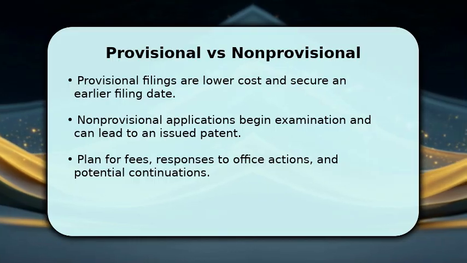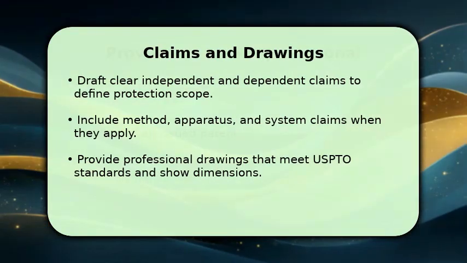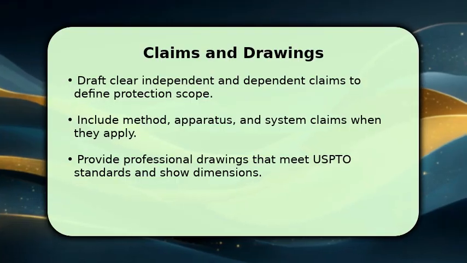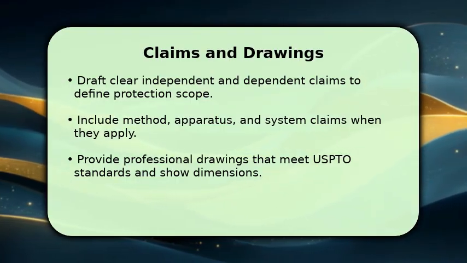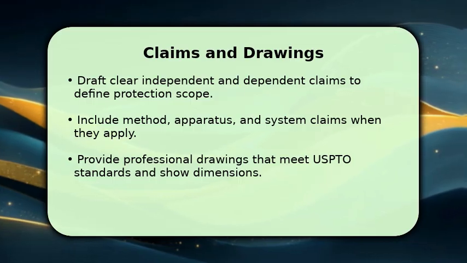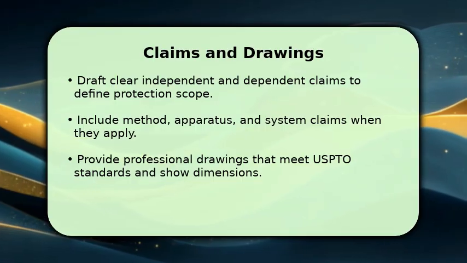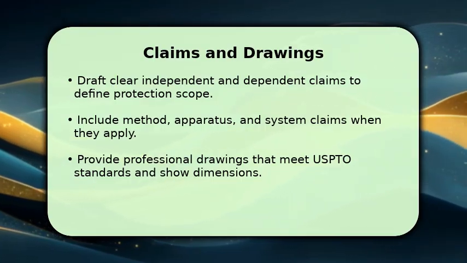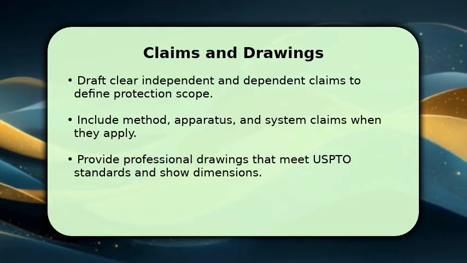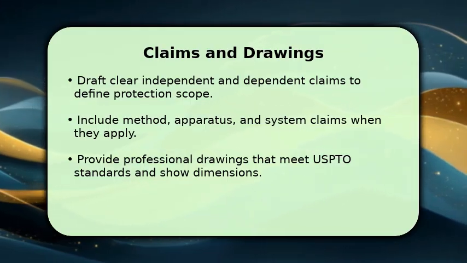Drafting clear claims is the most important part of your patent application because claims define the legal scope of protection. Use multiple claim types, independent and dependent claims, and consider method, apparatus, and system claims as appropriate. Provide professional drawings that meet USPTO standards, showing key dimensions and relationships.